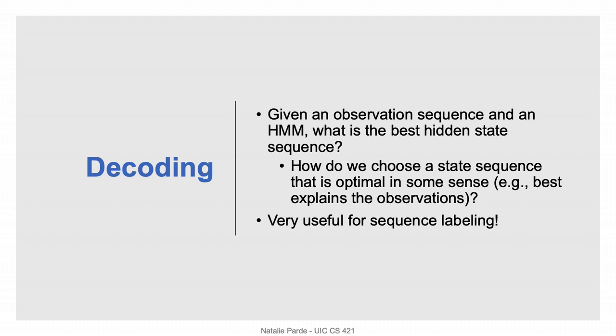And decoding is the process of answering the question: given an observation sequence in an HMM, what is the underlying state sequence that generated it? Usually there are multiple possible state sequences, but we want to select the one that is most optimal, or that best explains our sequence of observations. Decoding is very useful for sequence labeling tasks, such as part-of-speech tagging.